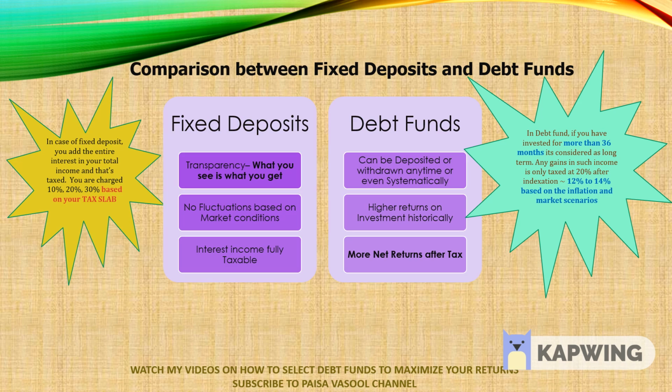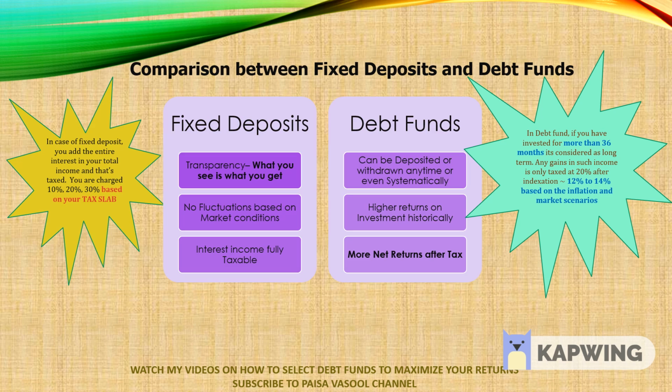The main advantage I would see in terms of debt funds versus fixed deposit is the net returns after tax. We all are subject to tax. The moment you have a fixed deposit, you add the entire interest income into the tax slab. So the total income, including the fixed deposit income, is taxed based on the tax slab. If you're on the 20% tax slab, you would pay 20%. If you're on 30%, you pay 30%.